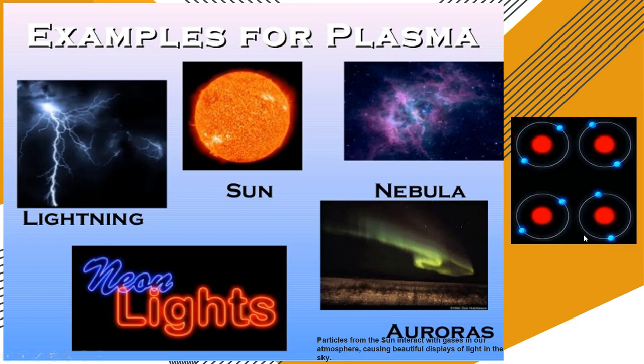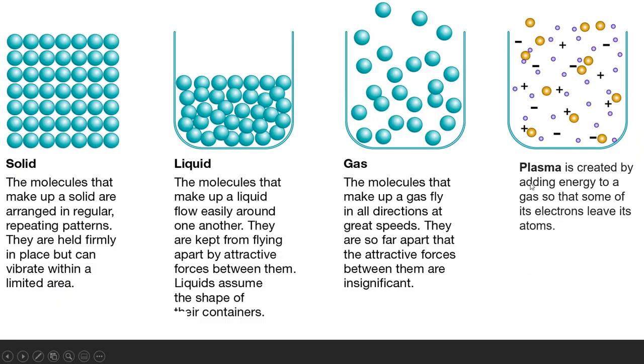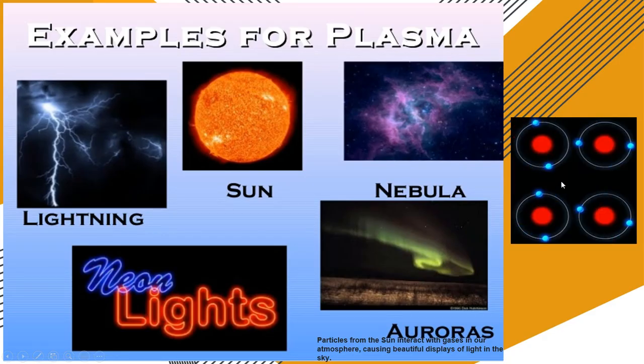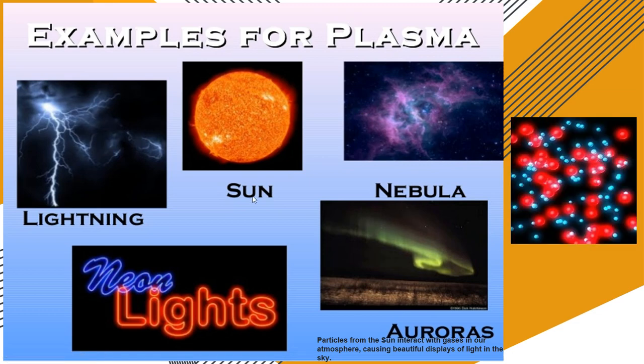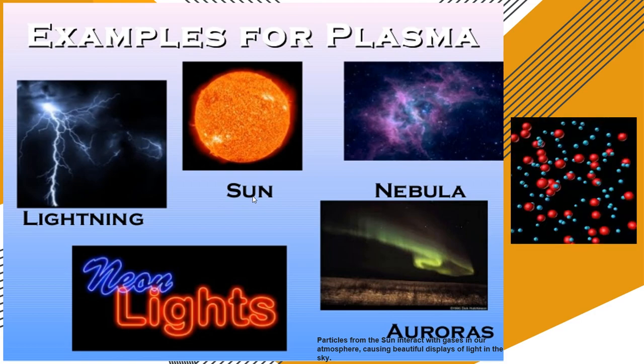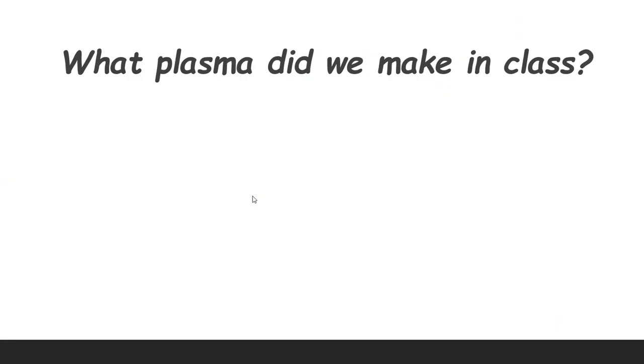This right here shows you what those molecules look like. Now remember, we said that it adds energy to the gas so that some of the electrons leave. You see, when the electrons leave, it's almost kind of like an explosion. This is why you notice in all of these examples of plasma, you see like a pop. You see like an explosion of energy. That's plasma. Now, we made plasma in class. And what did we call it? What was the name of that plasma we made in class?